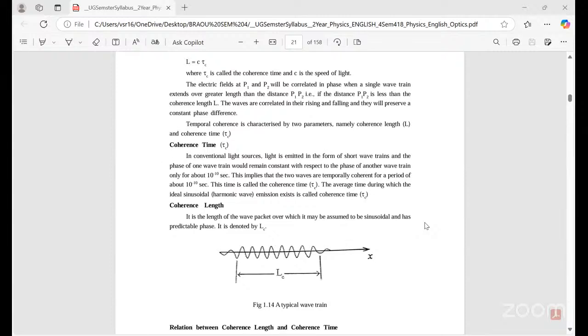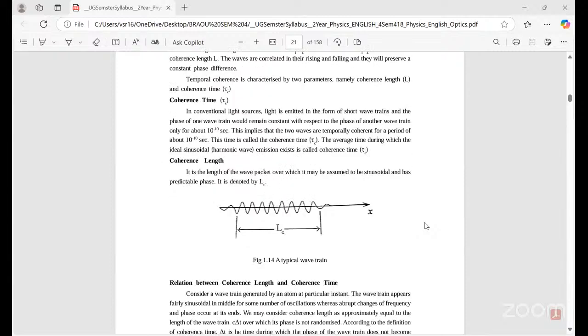If light is emitted in the form of short wave trains, the phase of one wave train remains constant with respect to another for about 10 power minus 10 seconds, which implies the two waves are temporally coherent for a period of about 10 power minus 10 seconds. This is called the coherence time, and the average time taken is nothing but the coherence time, that is tau c.